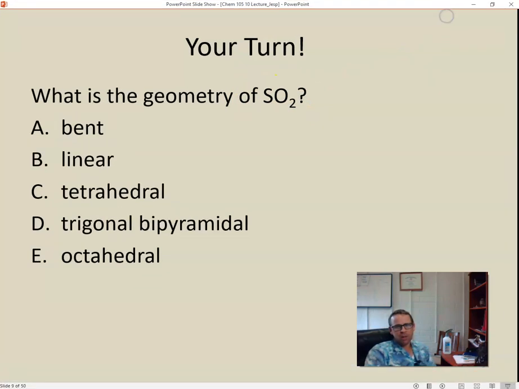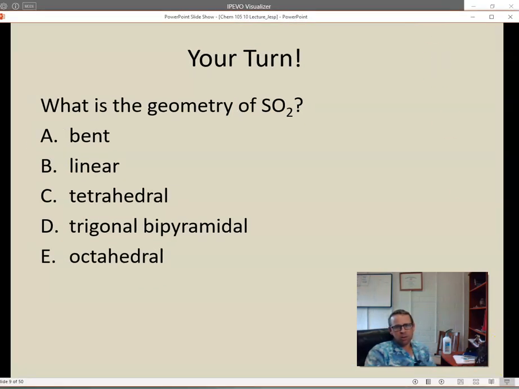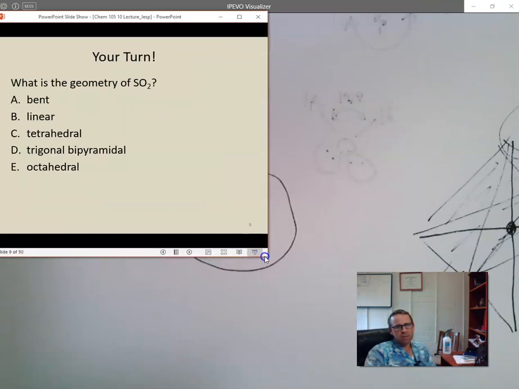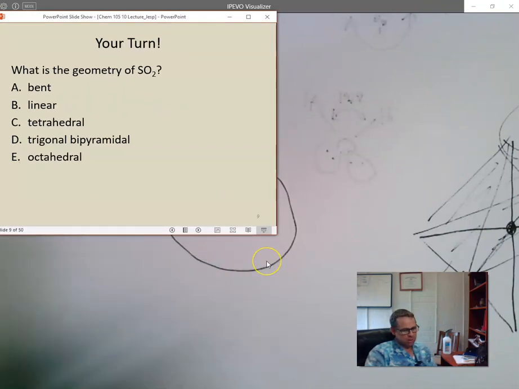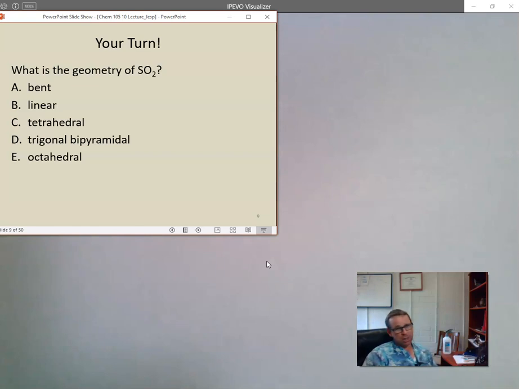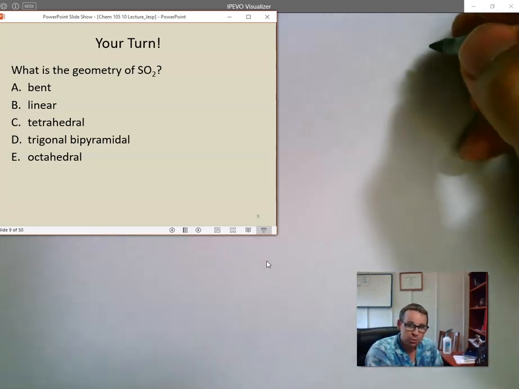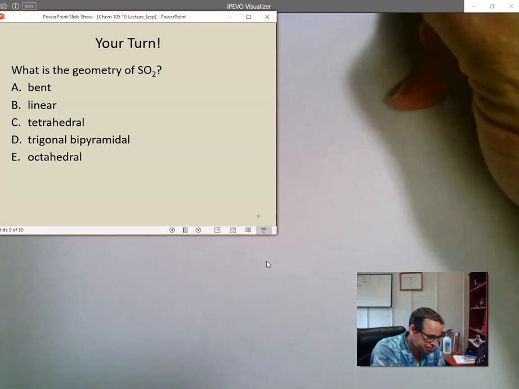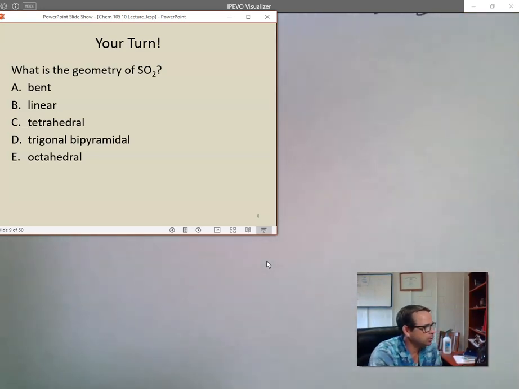Okay. Now, we have a couple of ways to think about this. We either have what's called the electron domain geometry, or we have just the molecular geometry. Now, first we have to draw SO2. Okay, here we go.